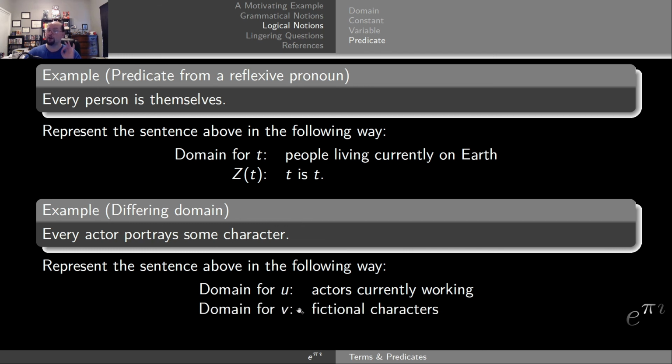Notice I now have two variables to work with. My particular predicate here, which I'm going to call a of u comma v, is going to be the following: every u portrays some v. So u portrays v will be my predicate here, giving me an example of a predicate that not only has two different variables, but has two different domains to keep track of as well.